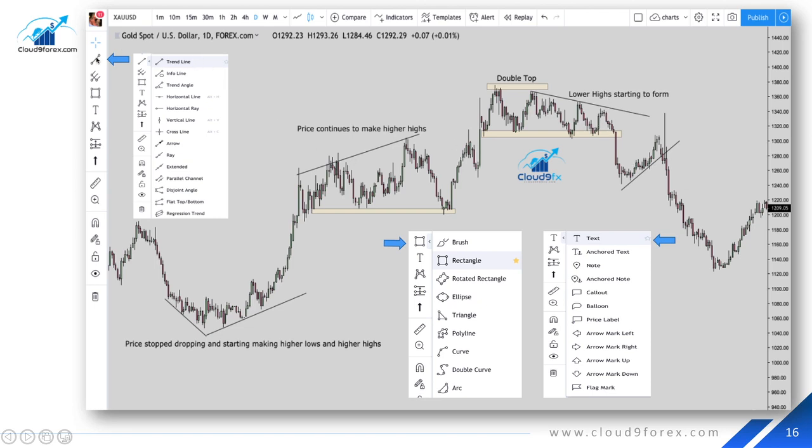For your trend lines, you go to this toolbar right here on TradingView. That's how you find your trend line. For the rectangle, you go to here and press rectangle, and you can change the colors, and the text is there as well. Once you're practicing on TradingView, you'll see all of this.